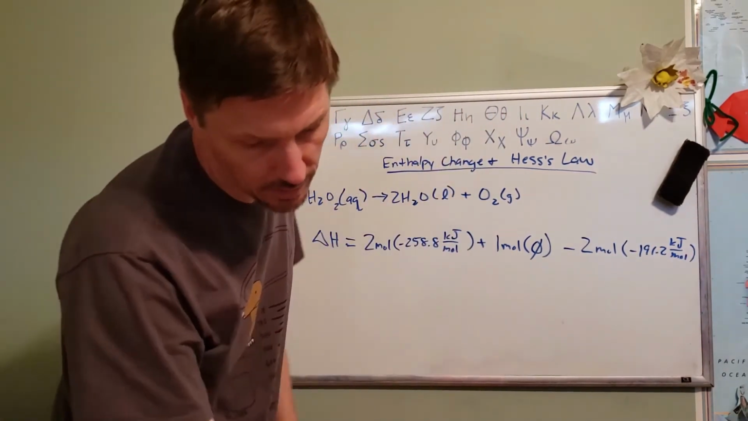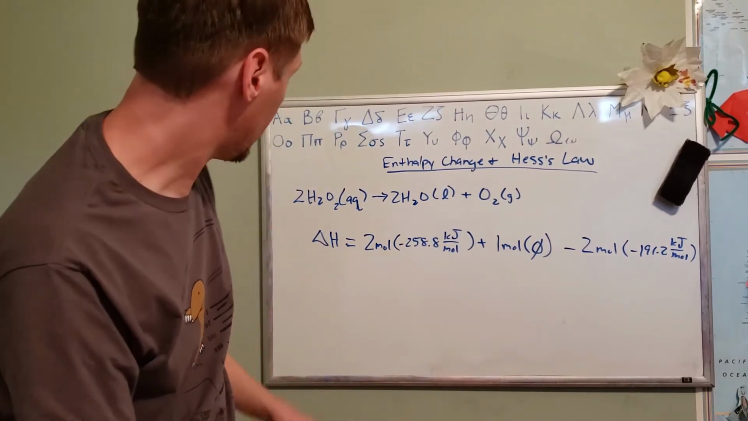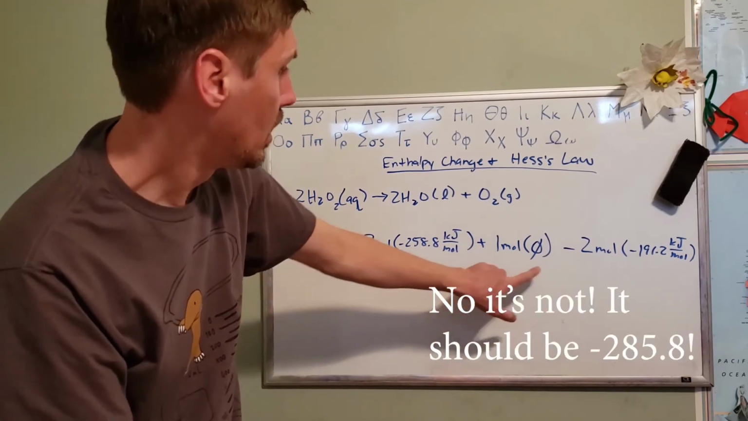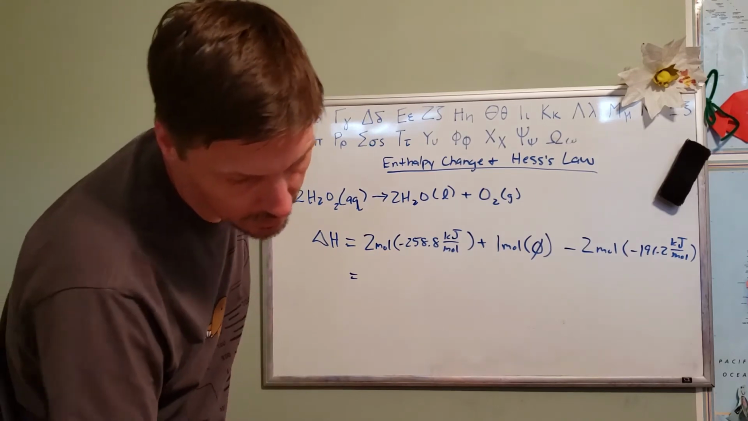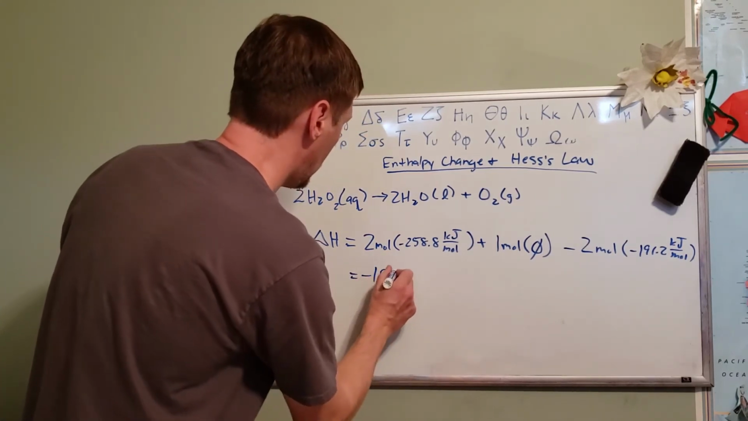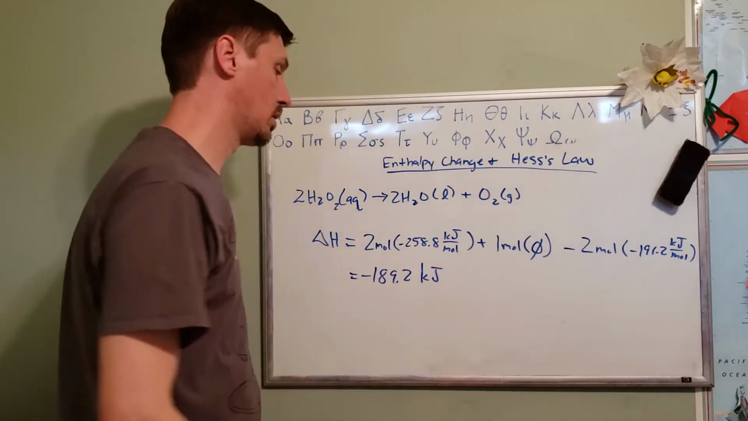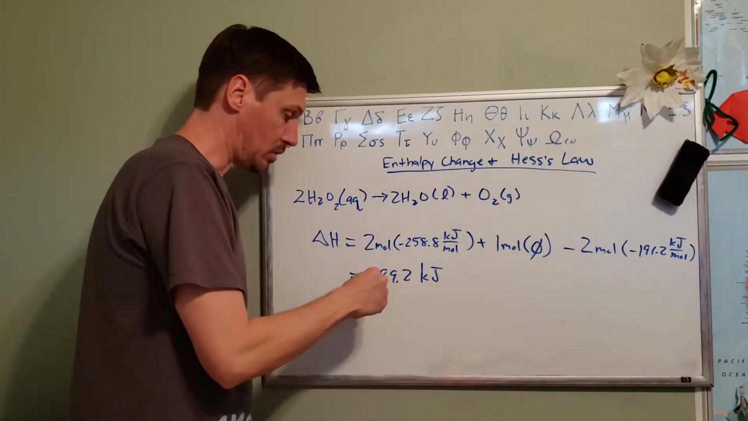So when we punch that in our calculator, let me just make sure I haven't overlooked anything. 2, negative 285.8. Yeah, that's right. 1 mole, 2 moles. Okay, that looks right. And so our final value is negative 189.2 kilojoules, right? Because the moles cancel out in each of those. So there's our change in H.